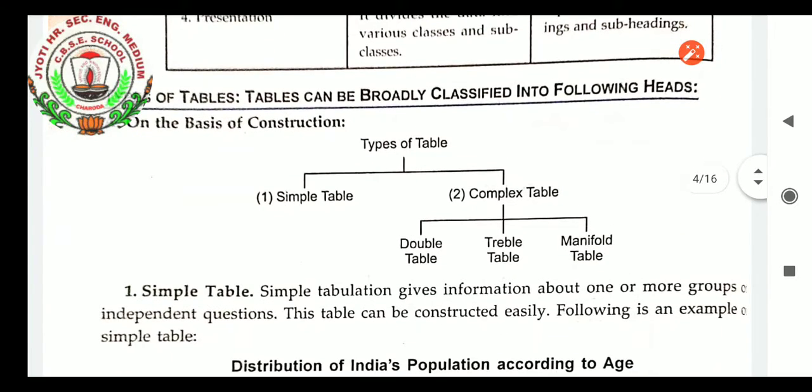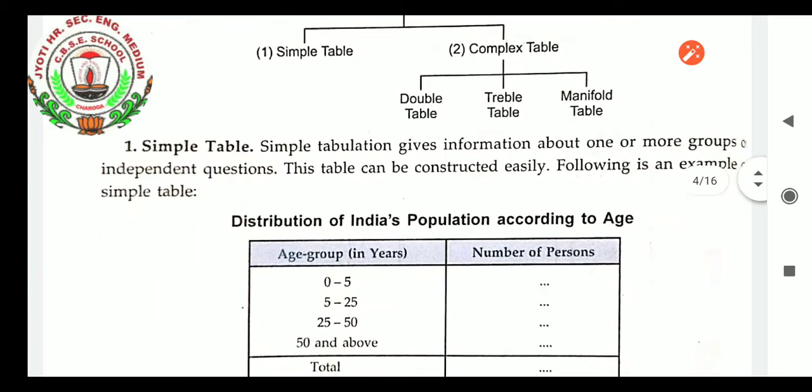On the basis of class construction, the types of tables are: simple table and complex table. When we talk about complex table, it is again bifurcated into three: double table, treble table, and manifold table. Let us see the types of tables according to the basic type: simple table and complex table.